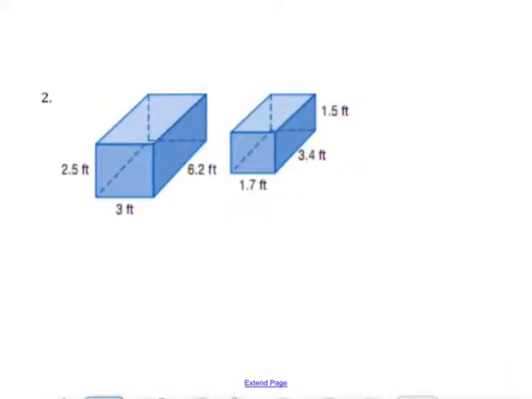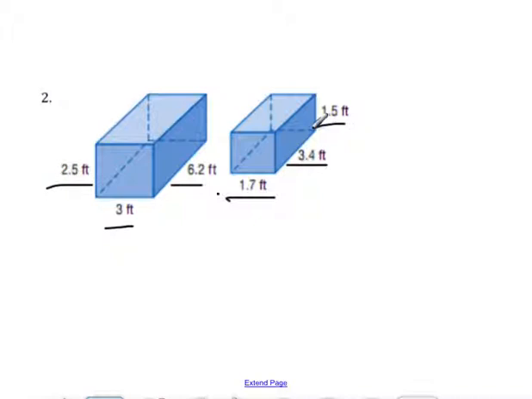Okay, let's take a look at number 2. So if we take a look, we have 2.5, and that's going to be the same as 6, we don't know. Whoa, let's compare sides, we do know. So we have 3, and that's going to be the same as 1.7. 6.2 is going to be the same as 3.4.